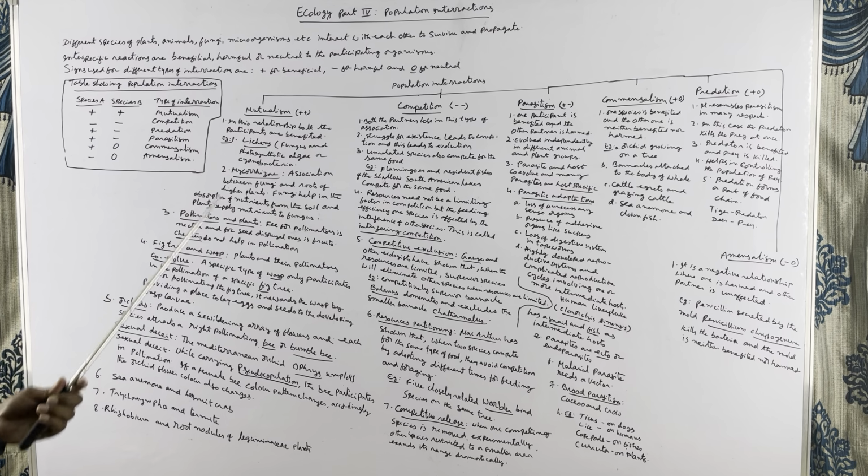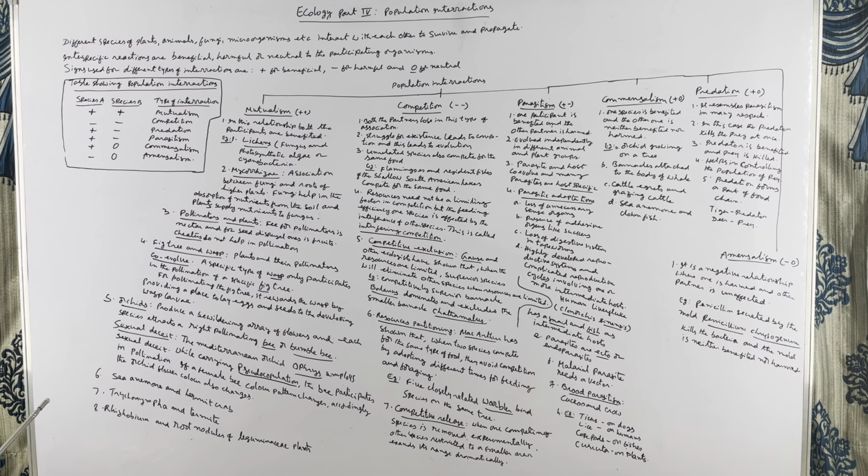For example, take the lichens. Lichen is an association between fungus and photosynthetic algae or cyanobacteria. Here, both the species are benefited. The photosynthetic algae or cyanobacteria synthesize food through photosynthesis and offer a part of the food to the fungus. In return, the fungus gives protection to the algae and also absorbs water and nutrients. In this way, the association is beneficial to both.